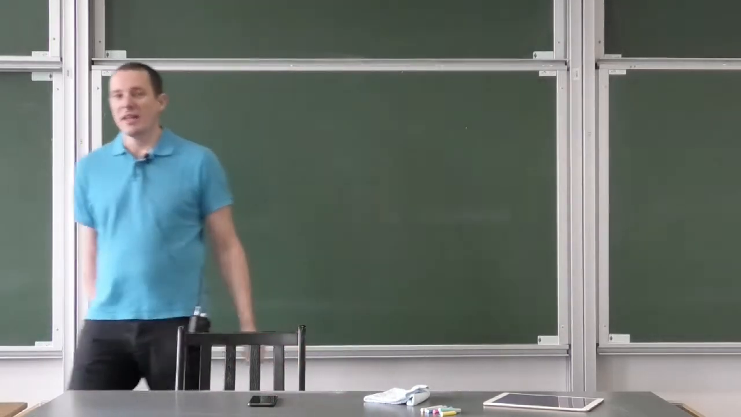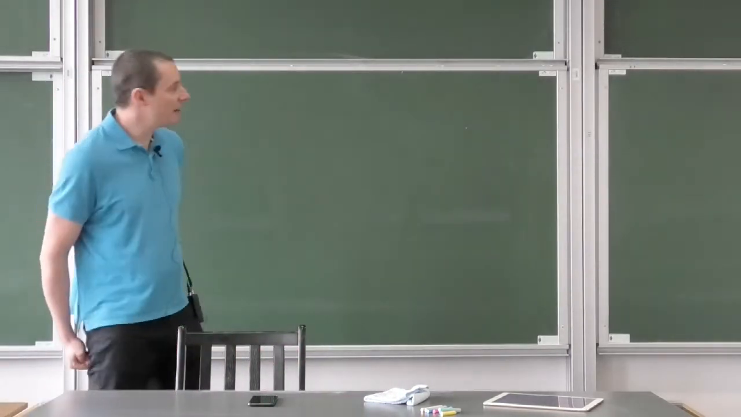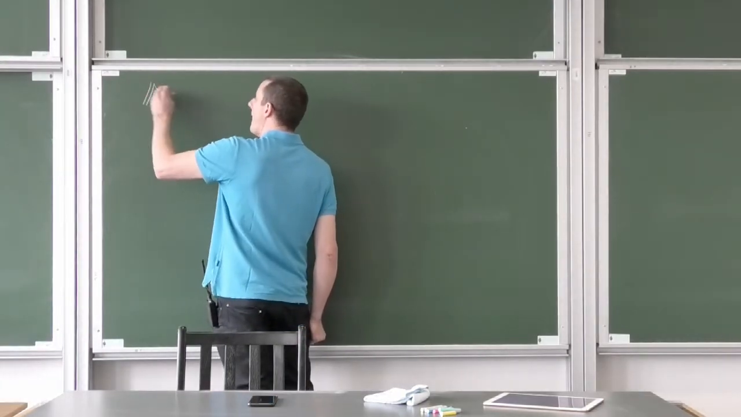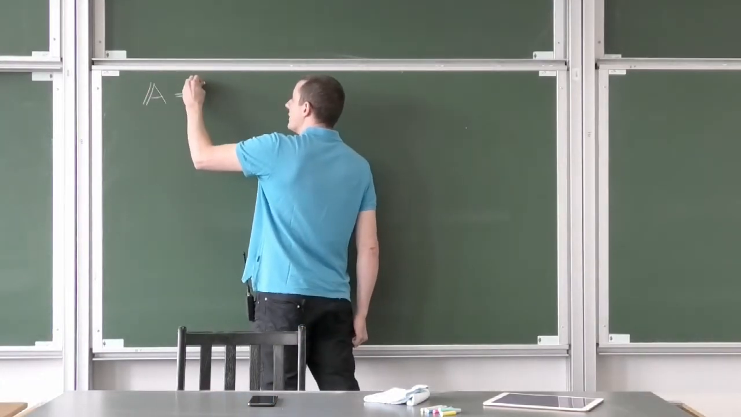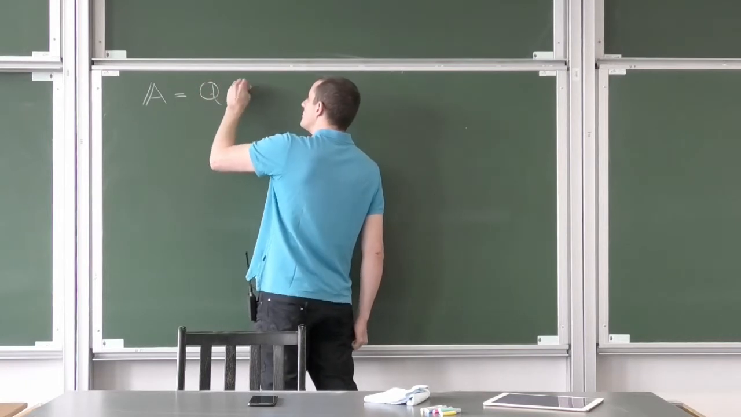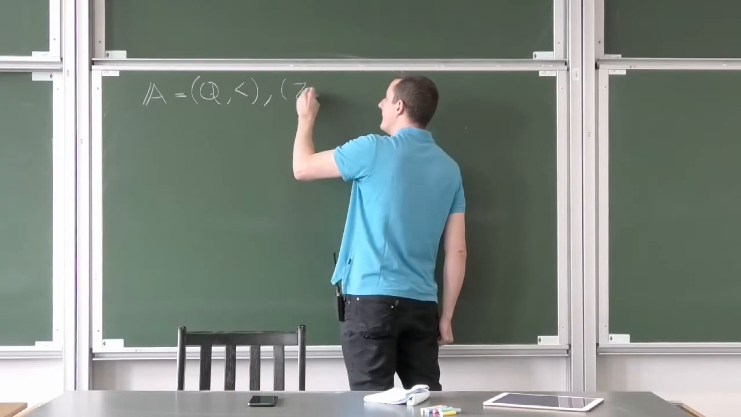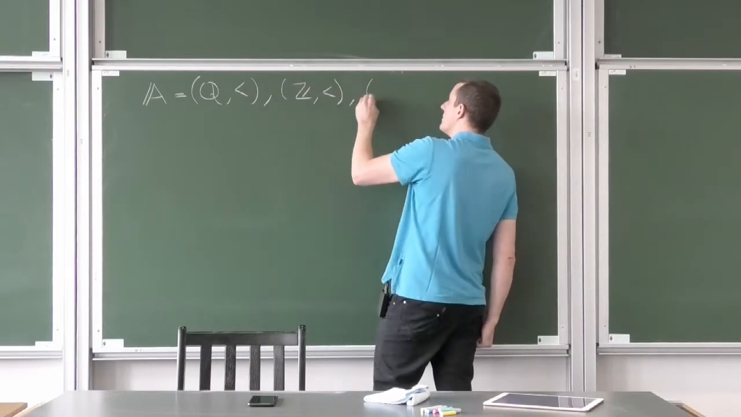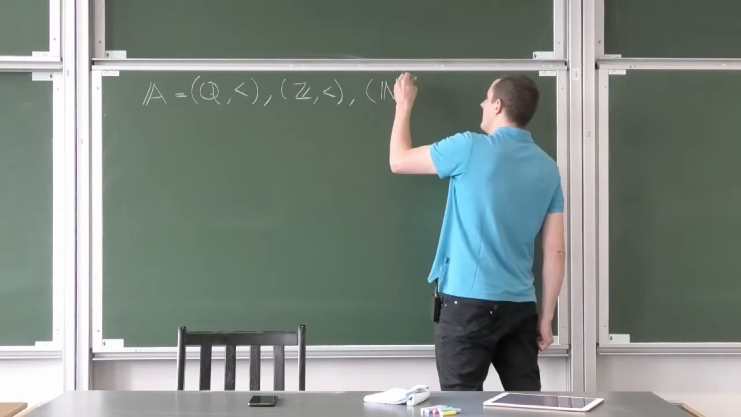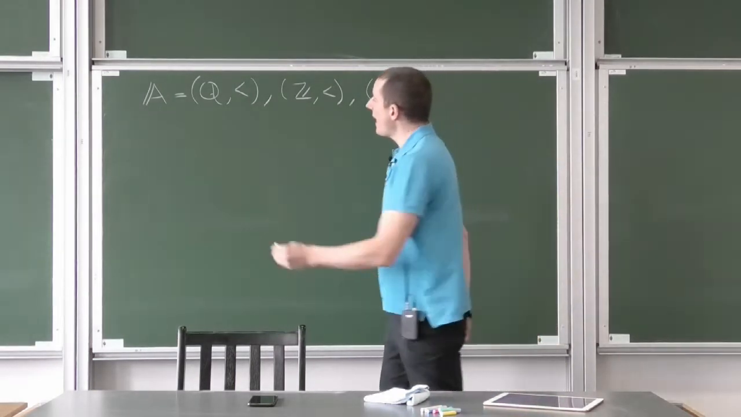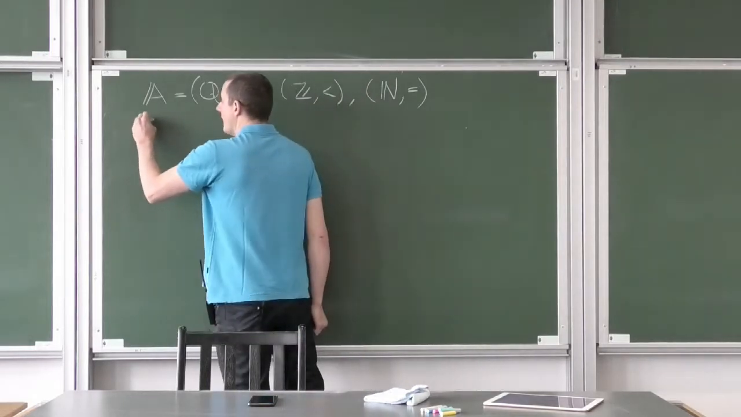So what we discussed yesterday was that we could start off with a structure such as the rational numbers with order, or maybe the integers with order, or maybe the natural numbers with equality only. I would call such a structure the atoms.